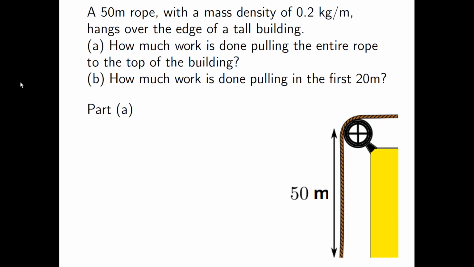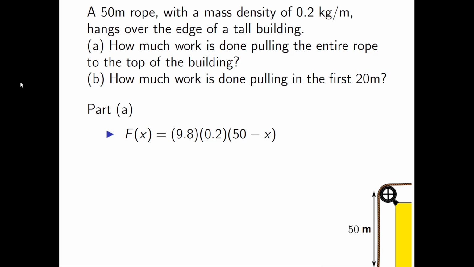How much work is done pulling it the first 20 meters? The first thing to say is, why is the work varying here? Think about this: as we lift the rope up, the amount of rope left to lift is decreasing. As the rope goes higher, there's less rope left to lift. Therefore, the amount of work we're actually doing is decreasing.